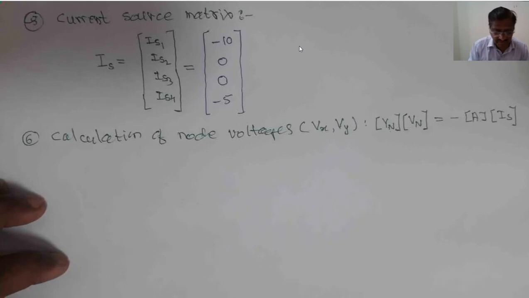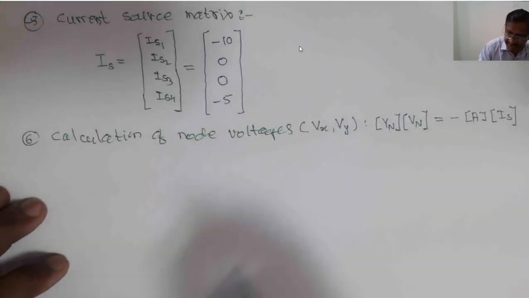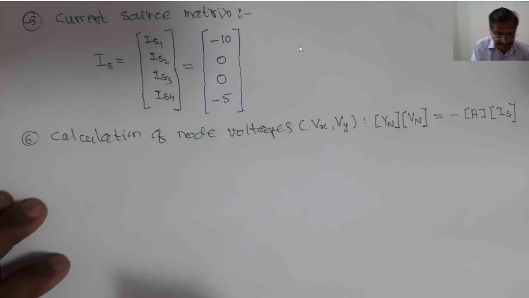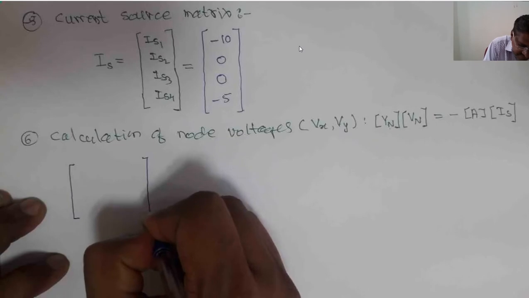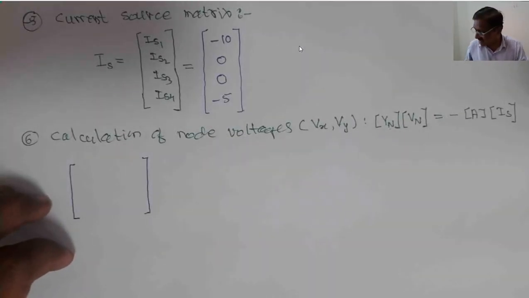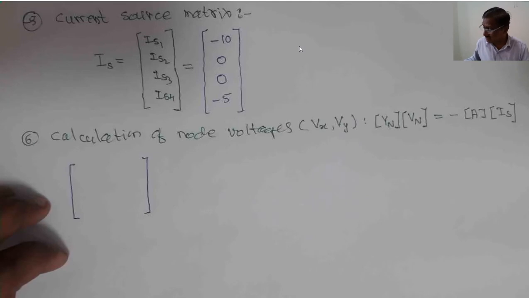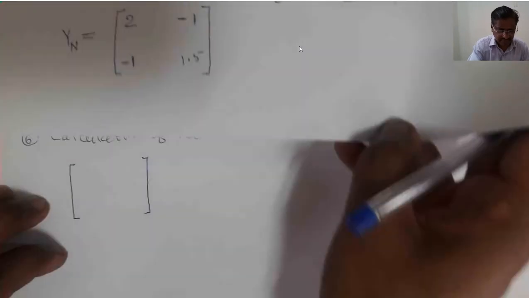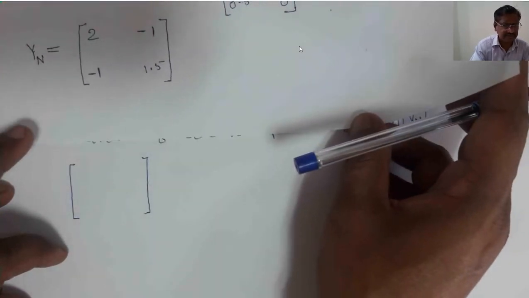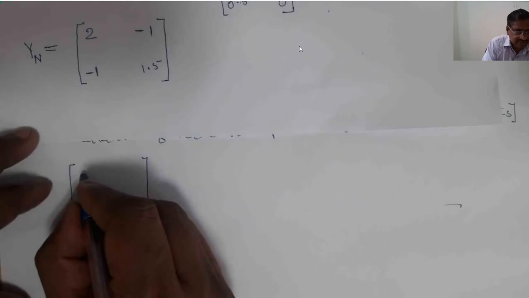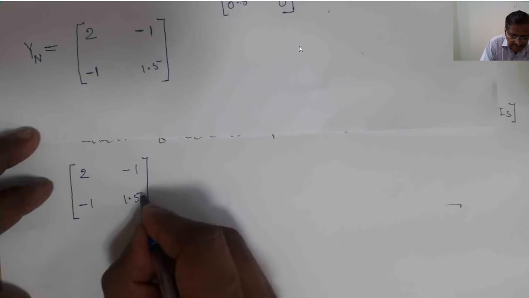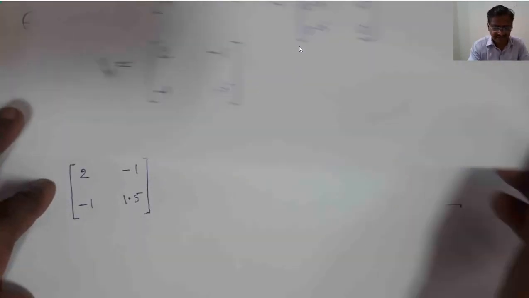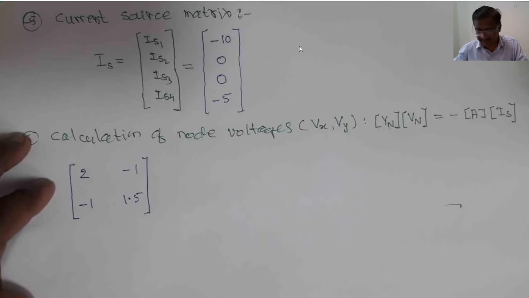First I will start with Yn, the node admittance matrix. I will copy that matrix from this particular figure, where we have already calculated the value of Yn. How is the value of Yn? This is 2, here it is minus 1, this is minus 1 and it is 1.5. Is it right? This is the value of Yn.